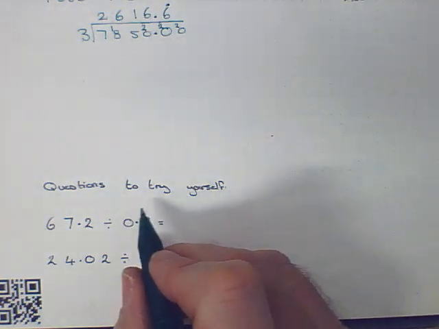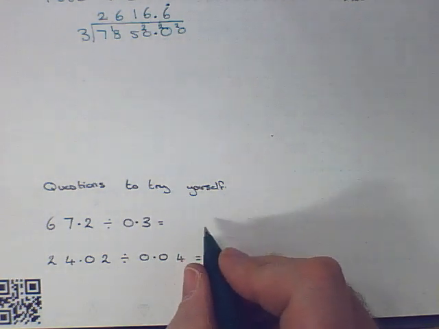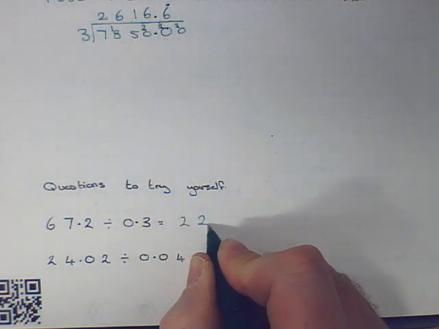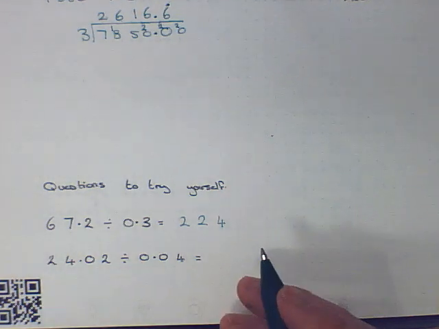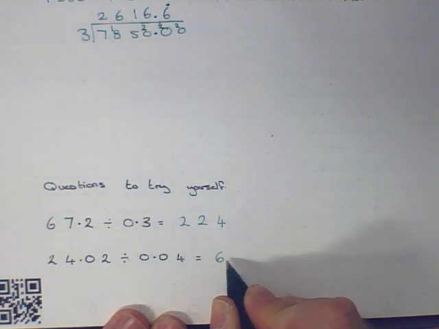Okay, I hope you've had a good go at those. So the answer for the first question, you should have got 224, and then the answer for the second question, you will get a decimal answer for this one. You get 600.5 or 601.5.